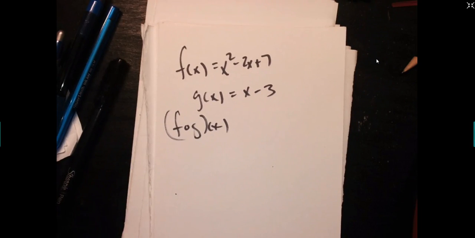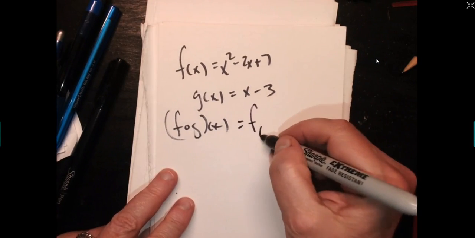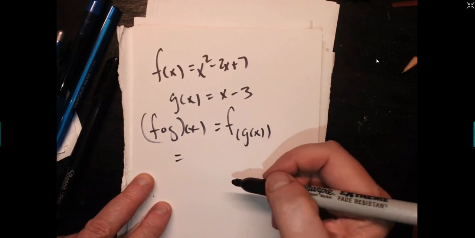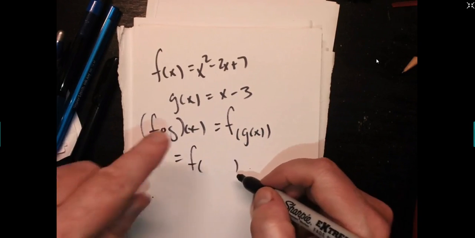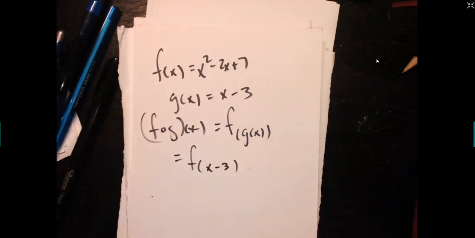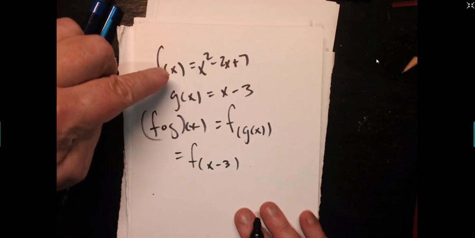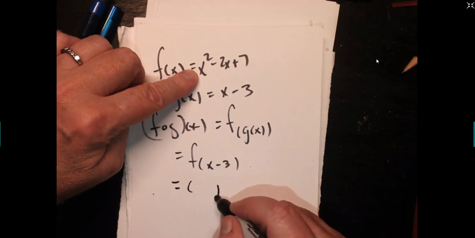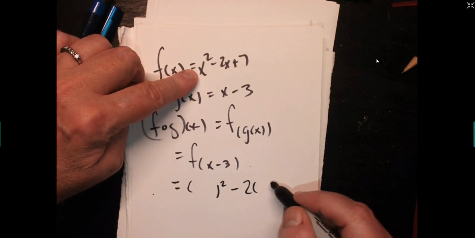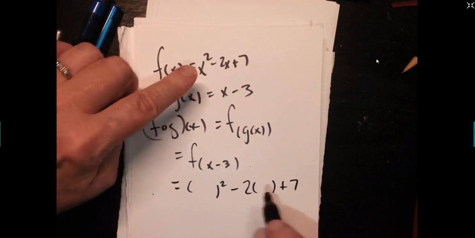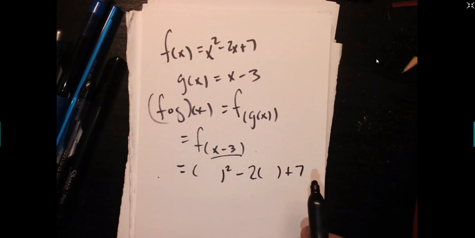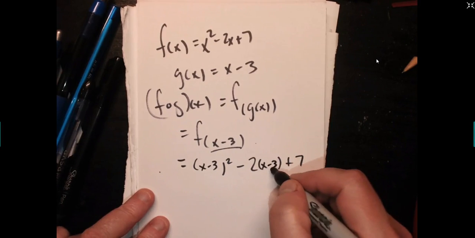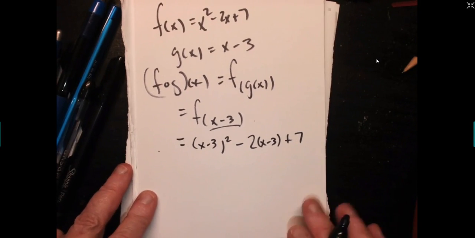Okay, so this is the same as f evaluated at g of x, which is going to be the same as f evaluated at x minus 3. That's the equation for g. Now, what was the equation for f? I'm going to rewrite that with blank parentheses wherever there's an x, and I'm going to put in the blank parentheses x minus 3. But of course, we cannot leave it like this. It has to be simplified.